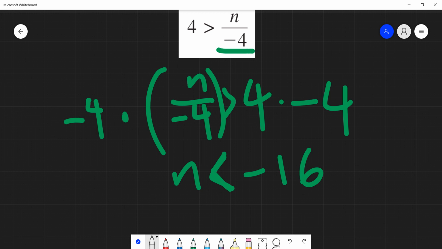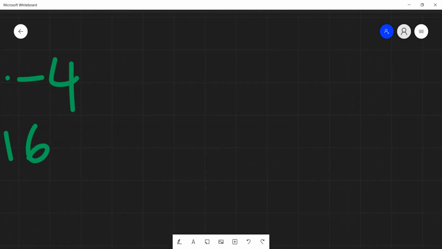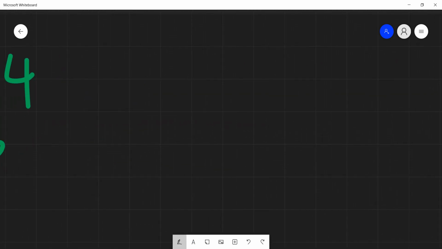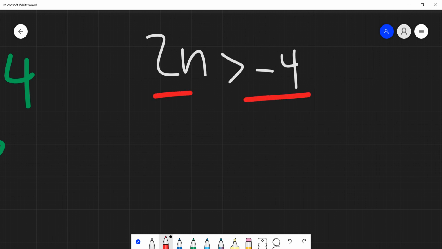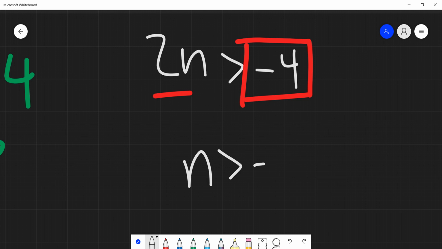Now let's take a look at just one last case. And this one, I want to talk about it because say I had 2n is greater than or equal to negative 4. Here you have to check which side the negative number is on. Well, this negative number is on the non-variable side. So that means I would just solve this normally. I just divide both sides by 2 and I should get negative 2.